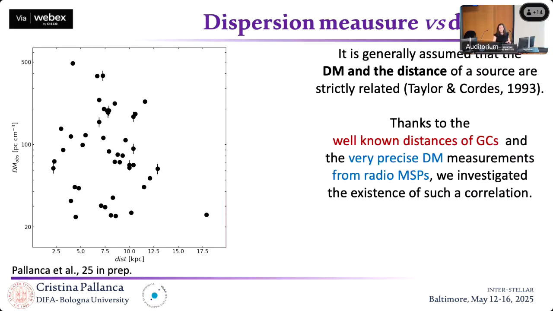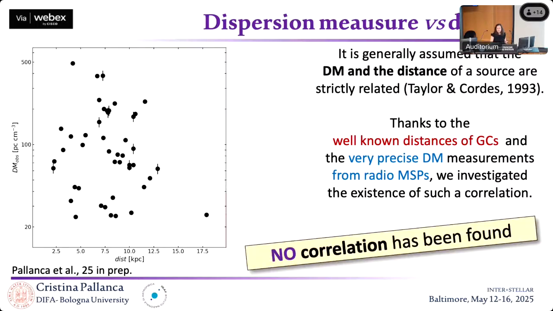And so we just plotted the dispersion measure as a function of distance. And of course, we didn't find any correlation. This is not a surprise, because these two correlate only if you assume that your interstellar medium is homogeneous. But since we are observing globular clusters located in very different regions of our galaxy, both the bulge and the halo, this of course is not true.